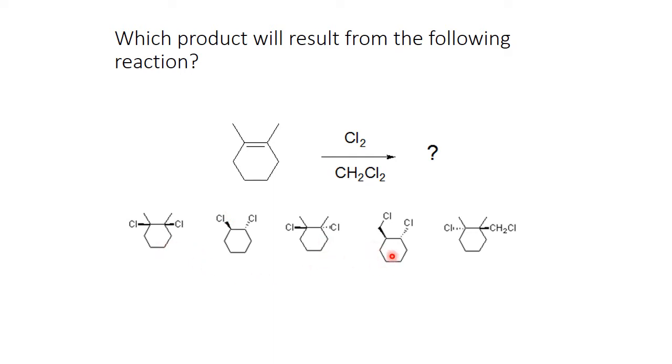It can't be this one because chlorines are going to have to add 1, 2, and these are 1, 3. So we can exclude that one and this one. So now it's either this one or it's this one. Which one do we see formed? This is syn addition. The chlorines are on the same side. And this is anti-addition. Chlorines on the opposite side. Chlorines and bromines add anti across double bonds. So this is my product of this reaction.